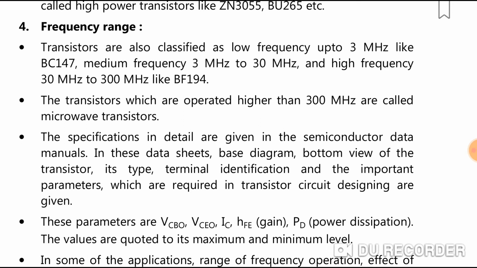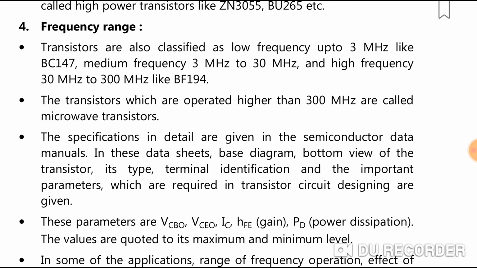Frequency range. The transistors are also classified as low frequency up to 3 MHz like BC147, medium frequency 3 MHz to 30 MHz, and high frequency 30 MHz to 300 MHz like BF194. The transistors which are operated higher than 300 MHz are called microwave transistors. So the fourth classification is depending on the frequency range for which the transistor is operating.